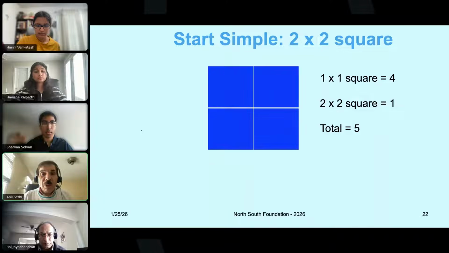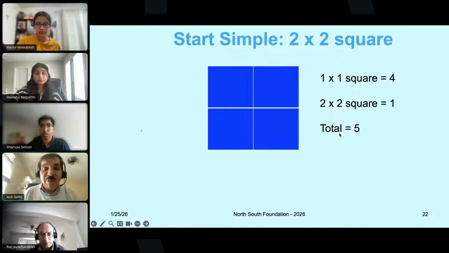Using our simple principle, start simple and build on it. We're not going to go to that 3x3 square; we're going to go with a 2x2 square. In a 2x2 square, how many 1x1 squares are there, like these little guys? 4: 1, 2, 3, 4. And how many big 2x2 squares are there? Well, there's only one, right? So there's a total of 4 little squares and 1 big square. That gives me 5.